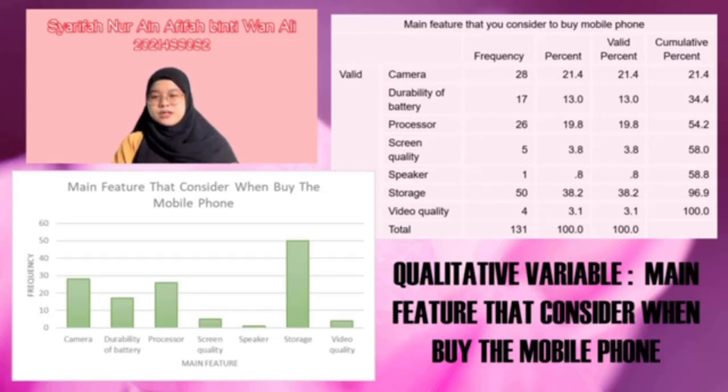Most of the students choose storage as their main feature that they consider when buying a mobile phone, with a percentage of 38.2%, while there is only one student who chose speaker as the main feature that they consider when buying a mobile phone, with a percentage of 0.8%.